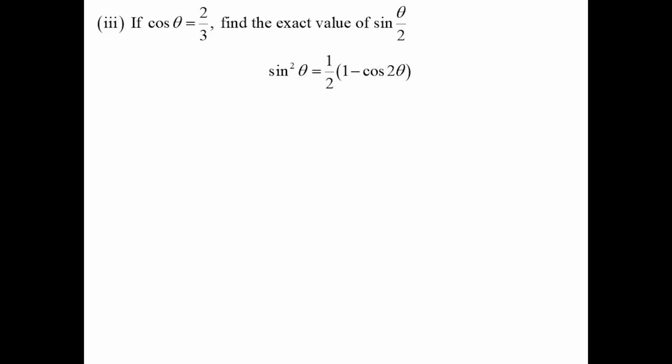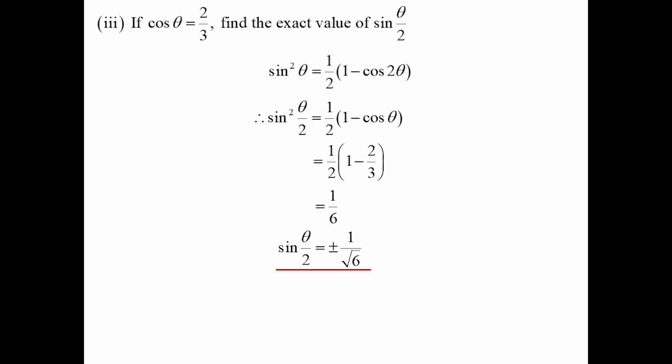So that's going to be the same as saying, just to highlight it, if I rearrange that, sine squared of theta on 2 then would be a half of 1 minus cos theta. They've told me cos theta is 2/3. So I get that sine squared is 1 on 6. Well, best I can do at this stage is plus or minus 1 on root 6.